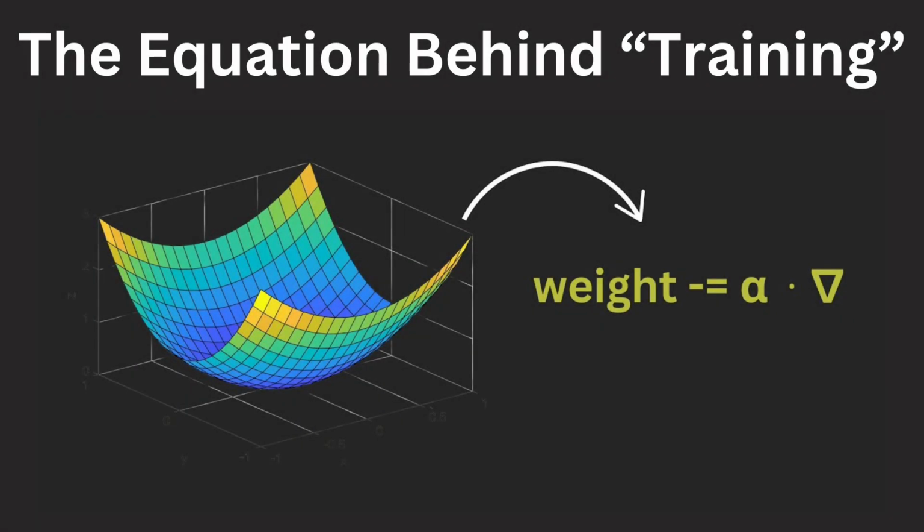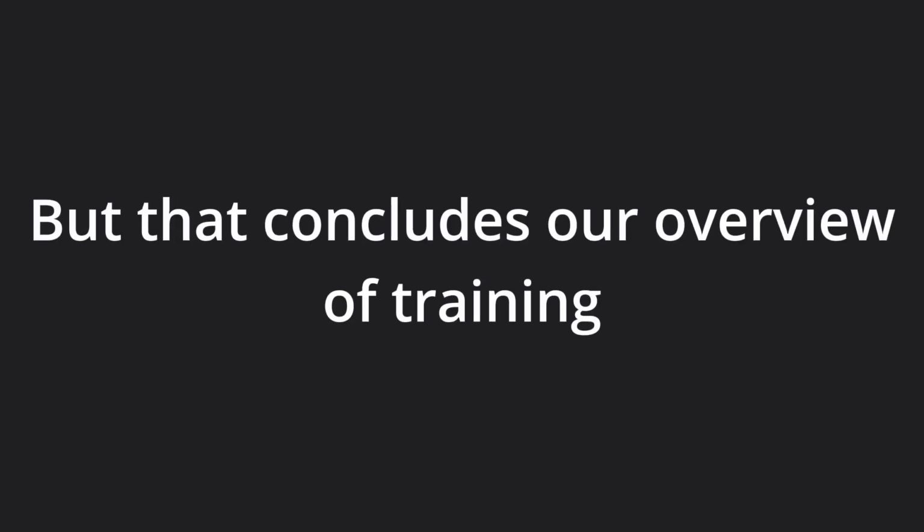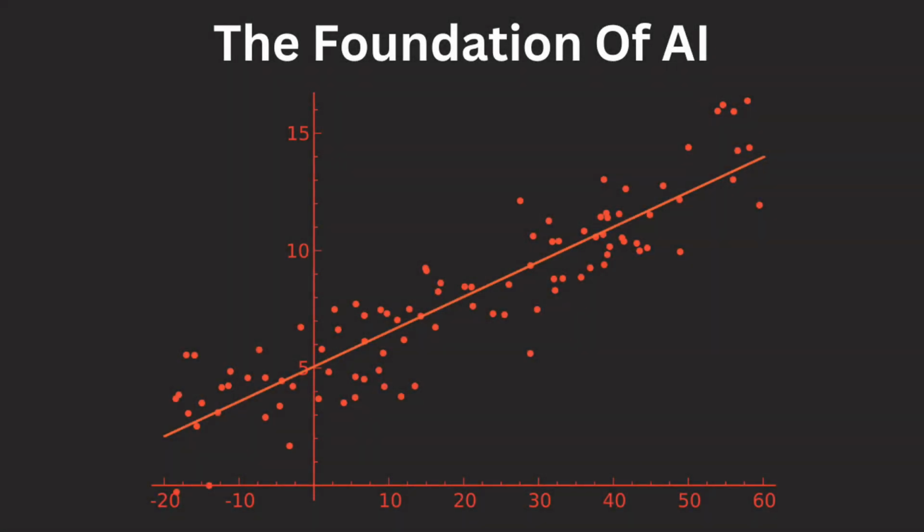In concept number 4, the last concept of this video, we'll see the actual equation used to update the parameters at each iteration of training. But that concludes our overview of training for now. Concept number 2 is linear regression. This one will take less time to explain.